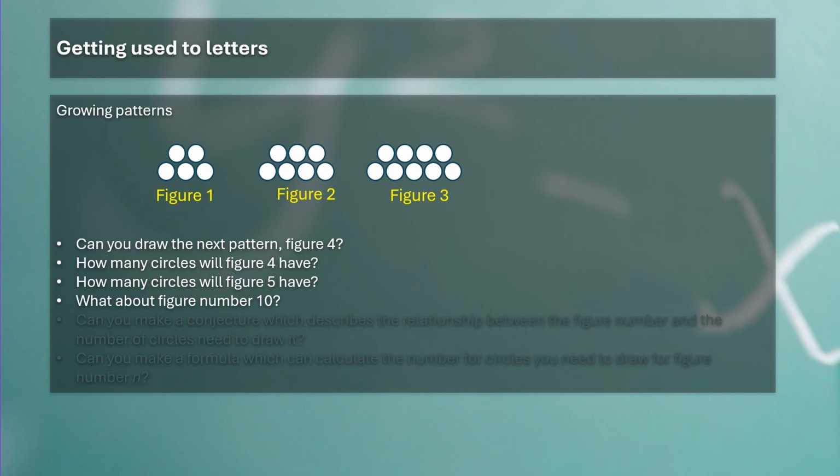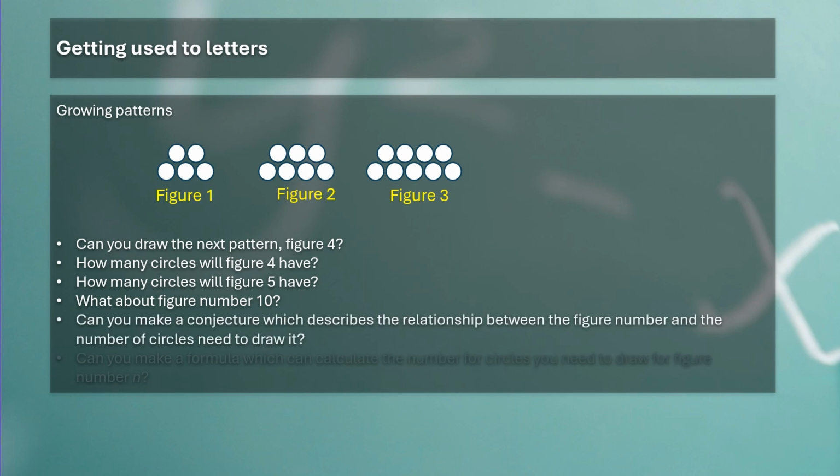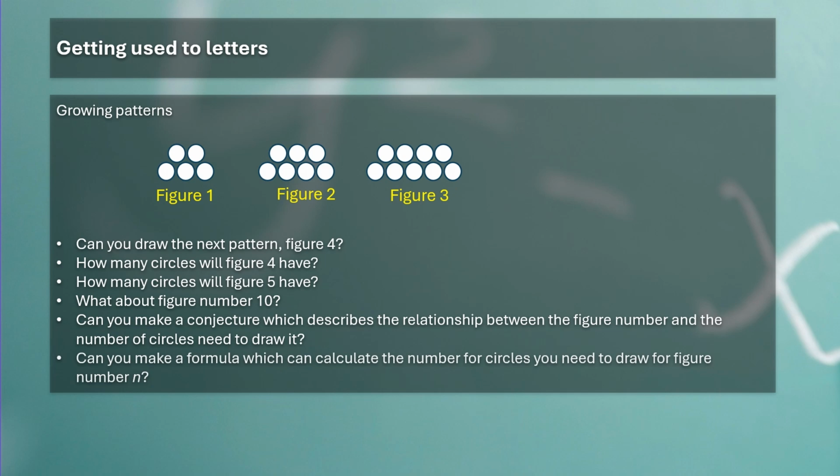Can you make a conjecture which describes the relationship between the figure number and the number of circles you need to draw the figure? Can you make a formula which can calculate the number of circles you need to draw for figure number n? Pause the video here if you want to try to solve the problem yourself. A solution will come right away.